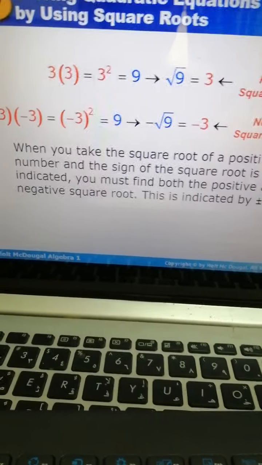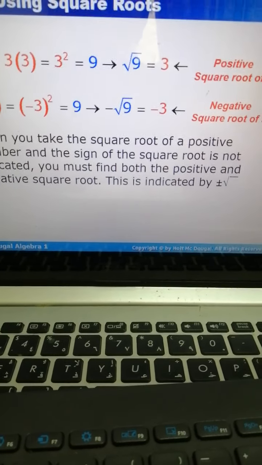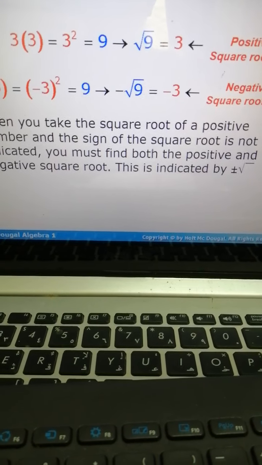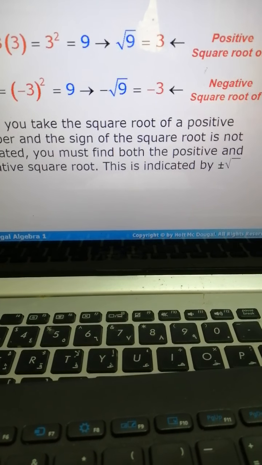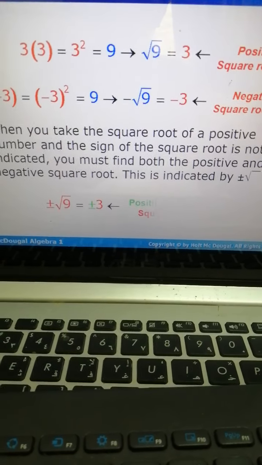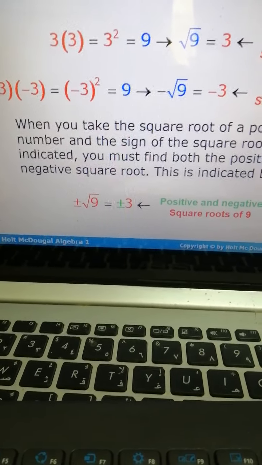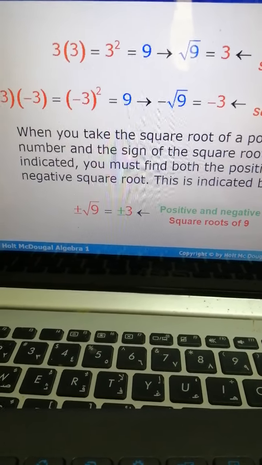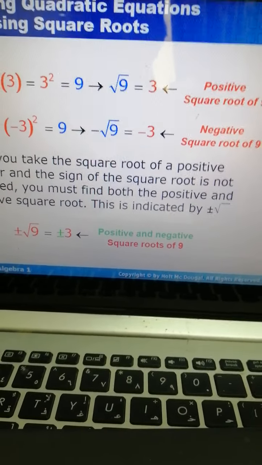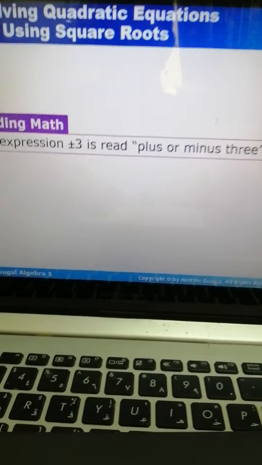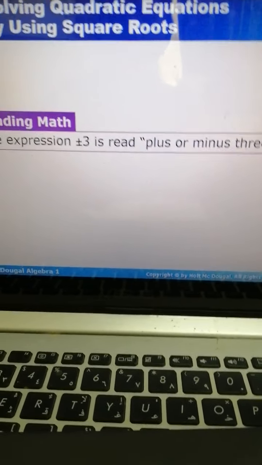Okay, is it possible to have a negative 3? Yes, because if you multiply negative 3 times negative 3, the answer is also 9. Unless there is a negative outside the square root, because it's like just multiplying by negative 1. So that's why the negative square root of 9 is negative 3. But take note of this. If you are getting the square root of 9, it can be 3 squared or (negative 3) squared, right? So that's why plus or minus the square root of 9 is equal to plus or minus 3. So the roots are positive and negative 3. Got it? Okay, that's how you read it.